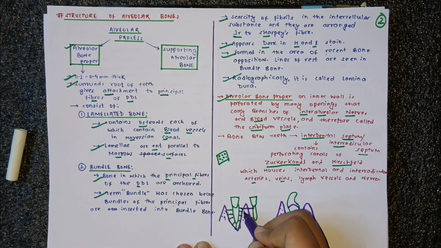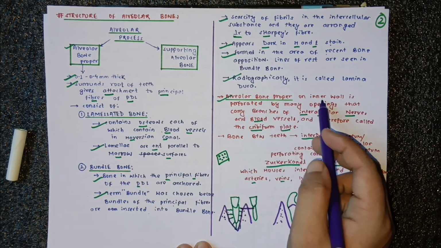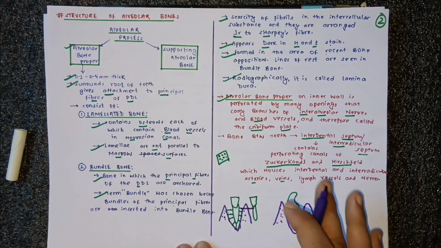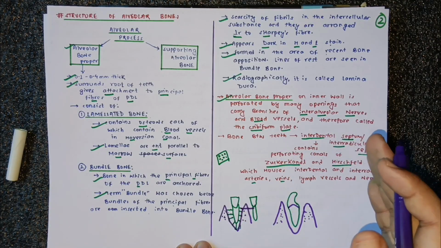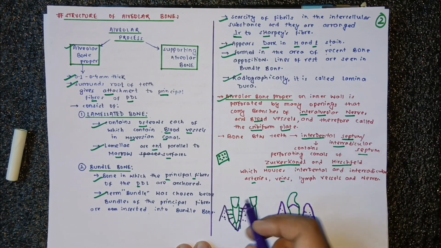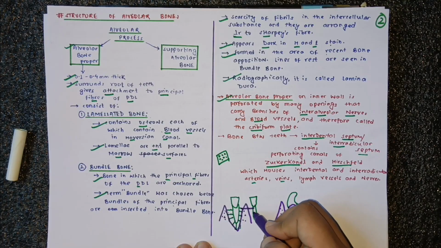As we have said, in the inner walls of the alveolar bone there are many perforations, and the cause of the perforations is the nerves and the blood vessels. Sometimes the nerves may run from the periodontal space of one tooth to the periodontal space of another tooth, so it forms a canal in between.